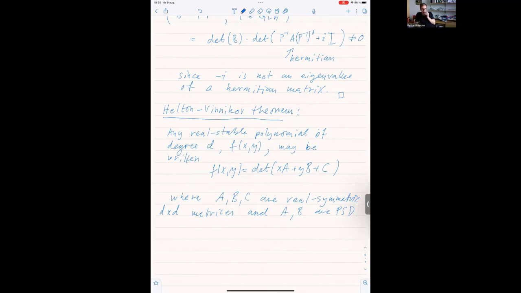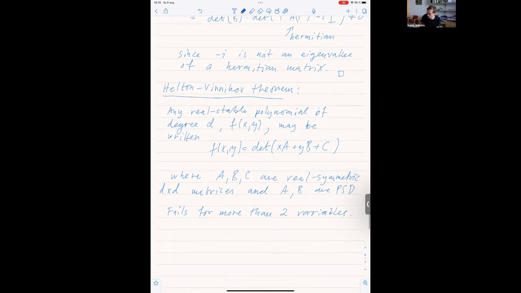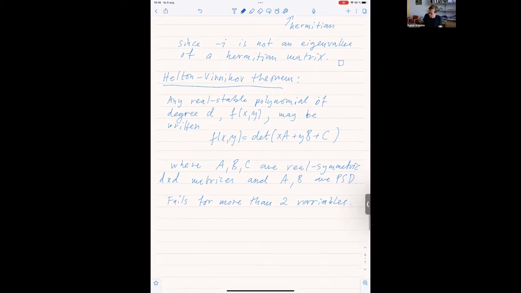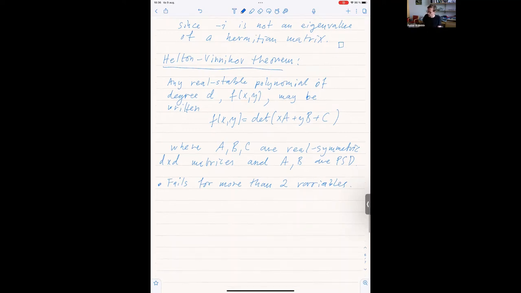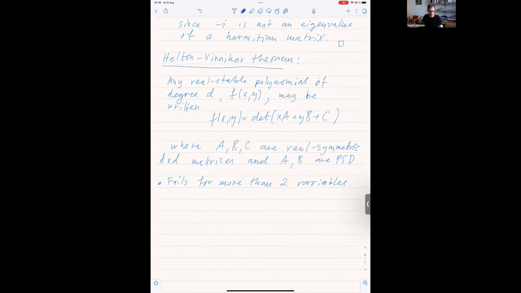But unfortunately, the extension to more than two variables fails. And this is a conjecture from the 50s by Peter Lax, which was resolved by Helton and Vinnikov like 10 years ago, maybe, or 50. Maybe. Okay. But it's up to conjecture how to resolve this for more than two variables. There are several conjectures along those lines.